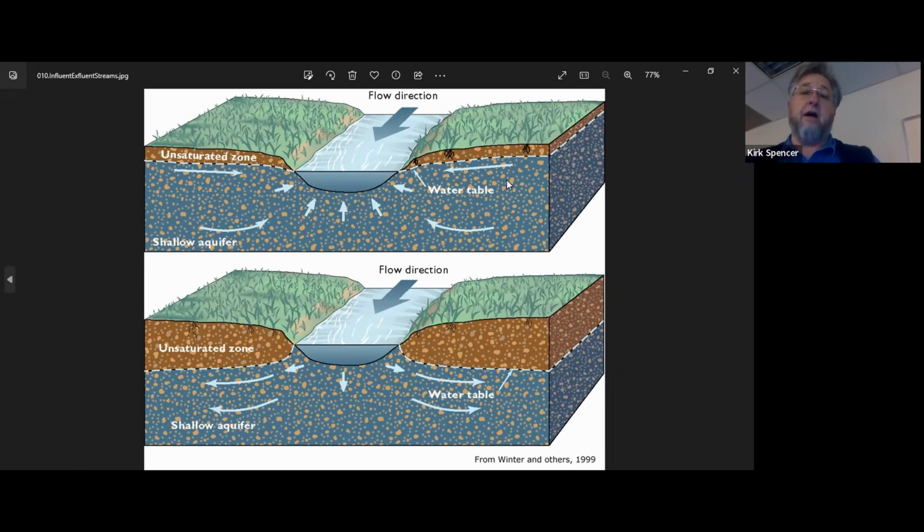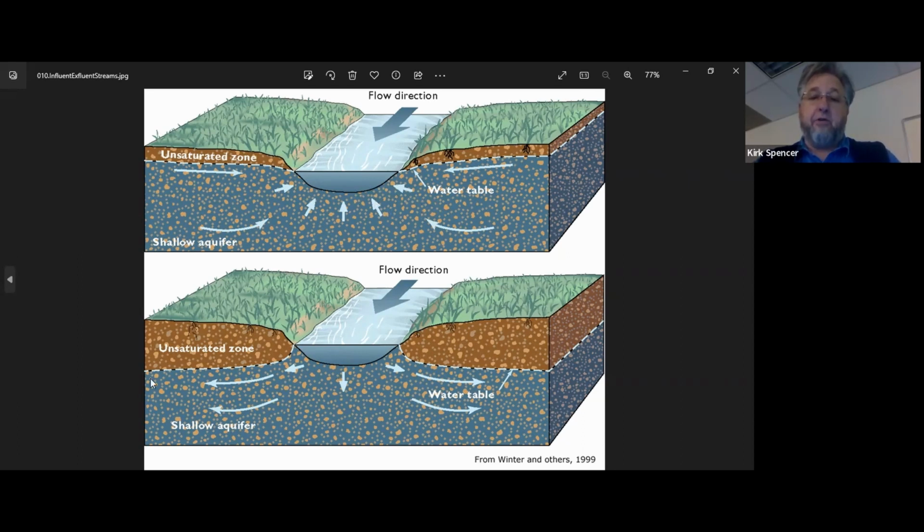As rivers cut downward into the terrain, they create a channel, usually a V shape or U shape for river valleys. And whenever the bottom of that channel is below the water table, they call that an influent stream, meaning the water is flowing into the stream. So as the stream flows, it's gaining water, not just from runoff, but the groundwater is adding to the stream.